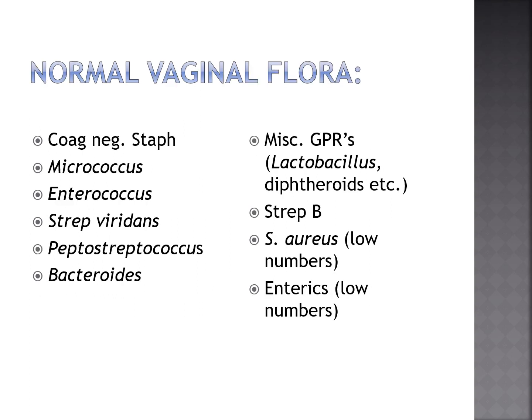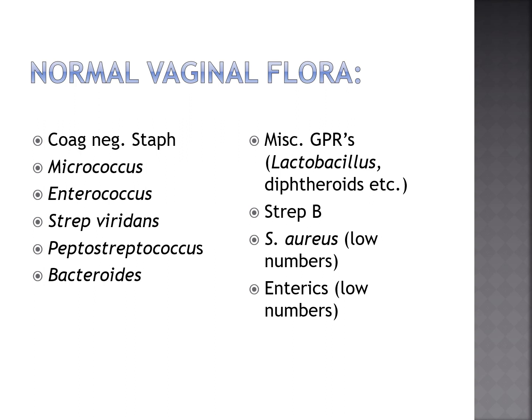There are a number of organisms that are completely normal in the vaginal region, including coag-negative staph, micrococcus, and a few colonies of enterococcus. If there's a pure culture of enterococcus, that could be a pathogen, because enterococcus is a strep of the gut and could be contaminating flora from the anus. Strep viridans is normal. Peptostreptococcus is an anaerobe, and it's normal. Bacteroides is an anaerobic gram-negative rod, and it's normal vaginal flora. Then there are other miscellaneous gram-positive rods, including diphtheroids and lactobacillus.